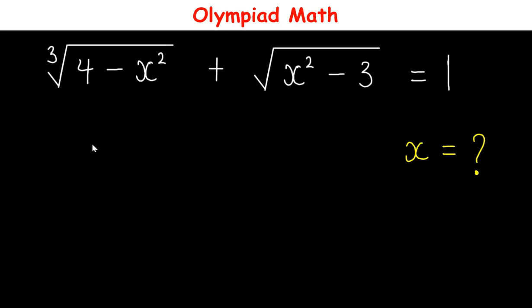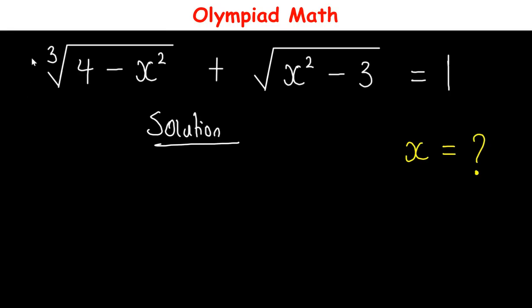Hello everyone, in this video let us solve this equation. So we have the cube root of 4 minus x squared plus the square root of x squared minus 3, and this equals 1. So in this case right here, to solve this, solution.